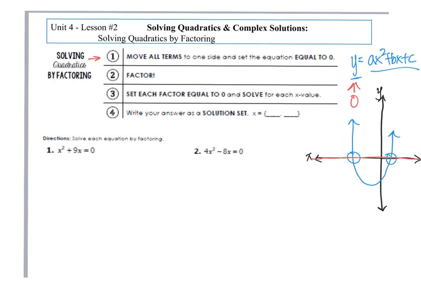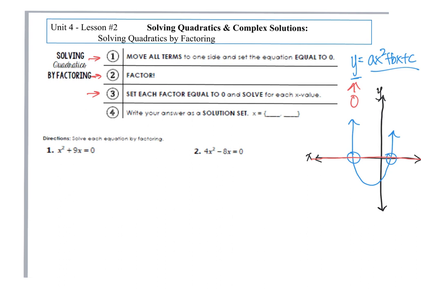So step 1, move all terms to one side, set the equation equal to 0. Step 2, we're going to factor. Now we know different types of factoring, and we have to be able to recognize which type of factoring needs to be applied. Step 3, after we factor, each factor gets set equal to 0 itself, and we solve for the x value. So we're going to write our answer as a solution set. X equals, and then we put our 2 x answers in braces, just like we did on 4.1 part A, where we were finding the solutions by graphing.